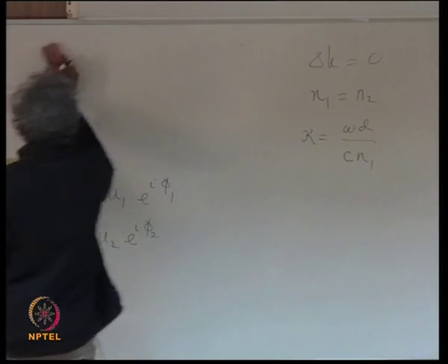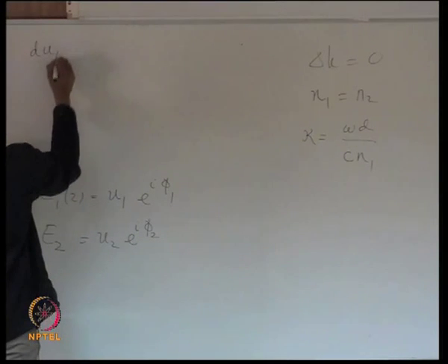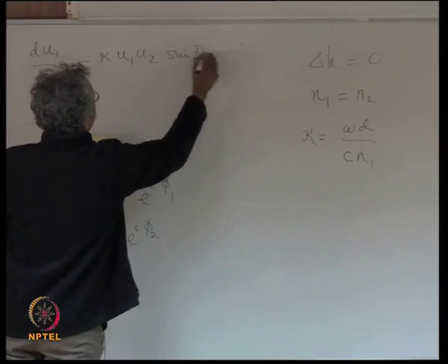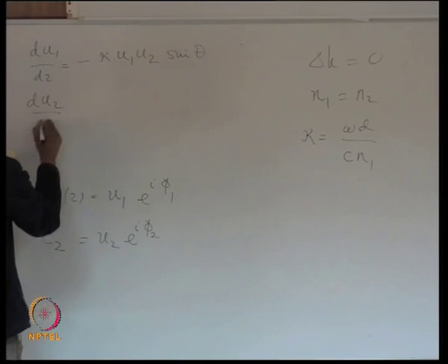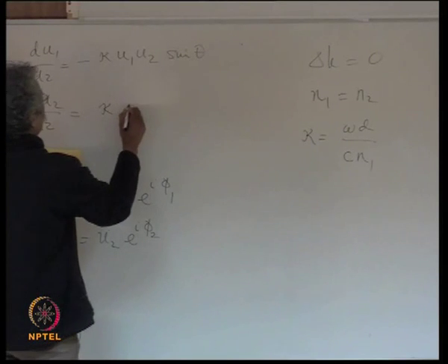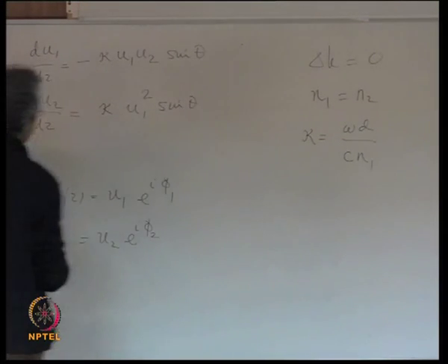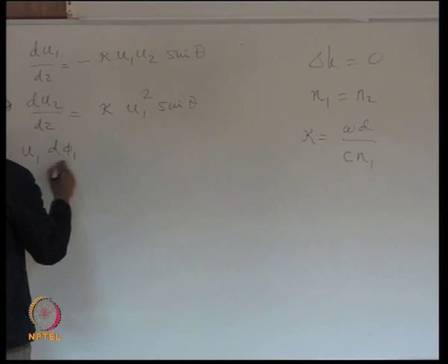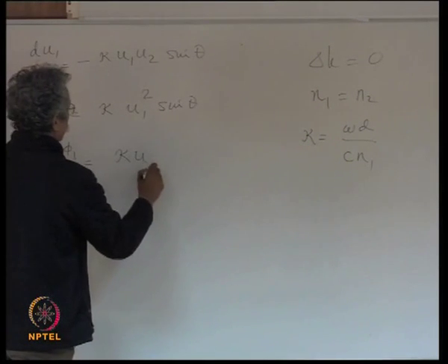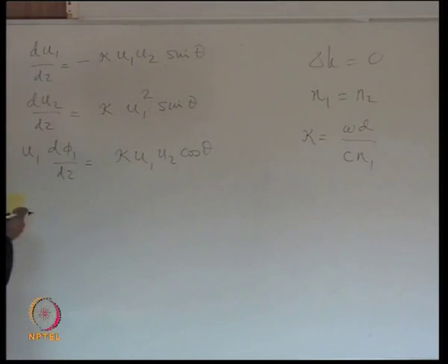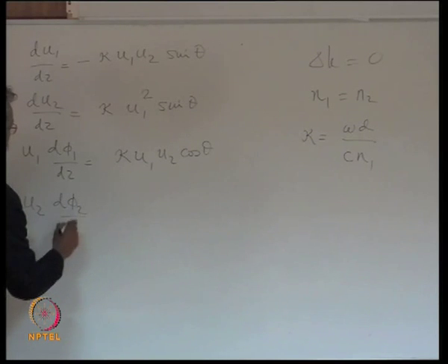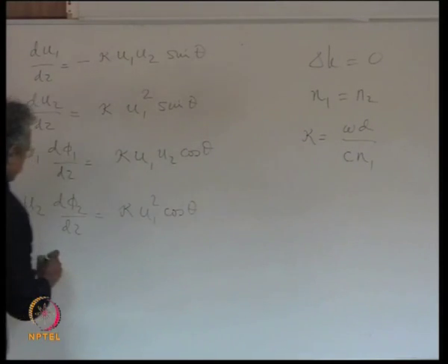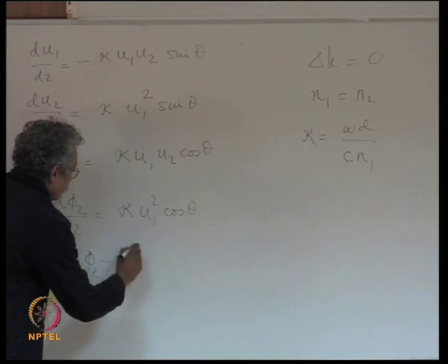Let me write these equations. So what we got was du1 by dz is equal to minus kappa u1 u2 sin theta. du2 by dz is equal to kappa u1 square sin theta. u1 d phi 1 by dz is equal to kappa u1 u2 cos theta, and u2 d phi 2 by dz is equal to kappa u1 square cos theta, where theta was defined as phi 2 minus 2 phi 1.